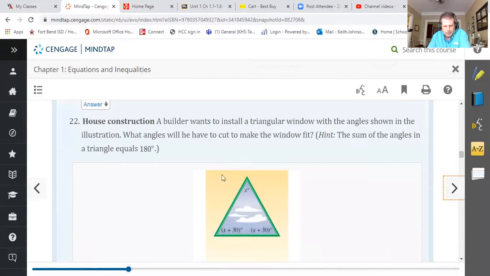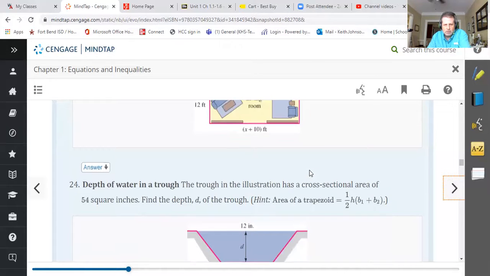This one just reminds you of your geometry. Remember that all three angles of a triangle have to add up to 180. They want to know what each of these angles would be. So you would add the x plus the x plus 30 plus the x plus 30 equals 180, and then solve for x. When you solve for x, that's this angle, and then these two angles would be that angle plus 30. Okay, that's one of them I want to show you.